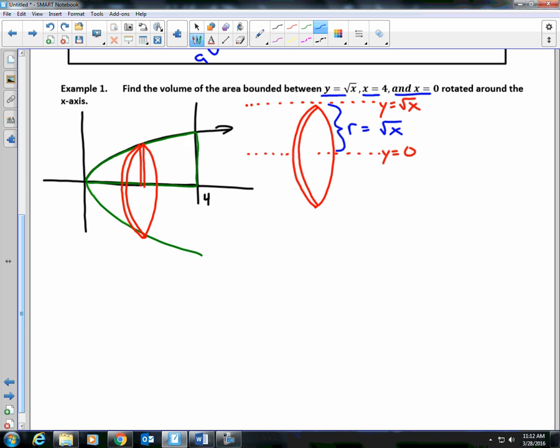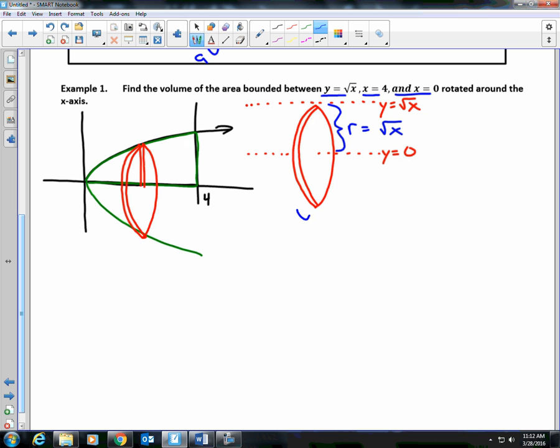Now you may be saying, well, what's the big deal? Who cares? It's the square root of x. You could have just written it. It's not always going to rotate around y equals 0. Okay? We could rotate it around y equals negative 3, or y equals 5, or we could rotate around x equals 2. It will change a lot. So keep that in mind.